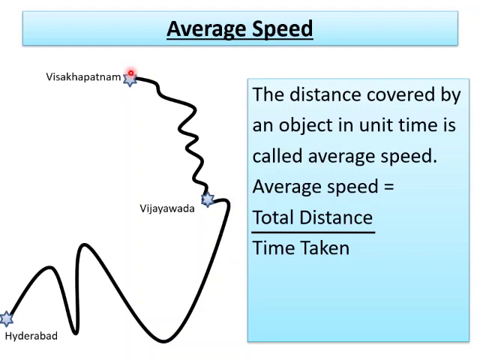So what is average speed? The distance covered by an object in unit time is called average speed. So the average speed is total distance by total time taken. In this situation, the total distance is 720, whereas the total time taken by the train from Visakhapatnam to Hyderabad is 12 hours. So, the average speed of this train, Godavari, is 60 kilometers per hour.